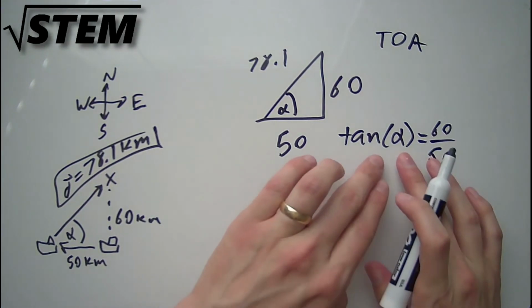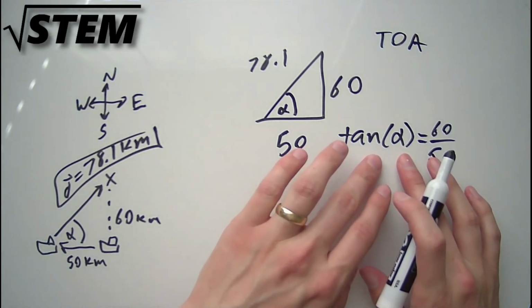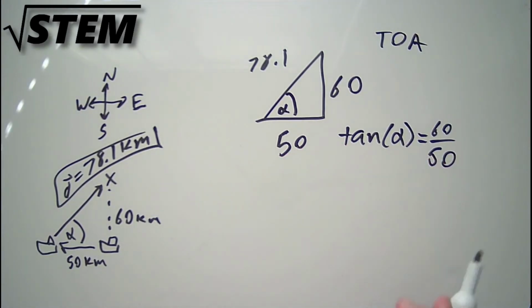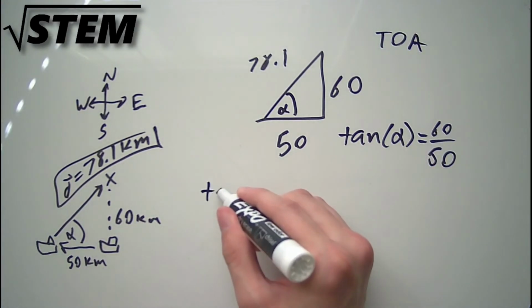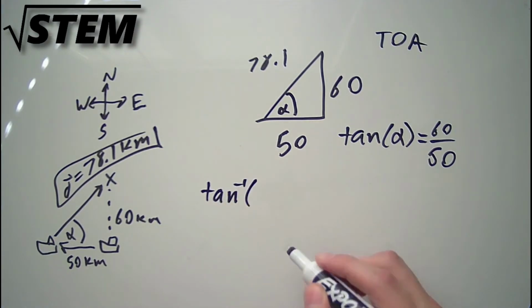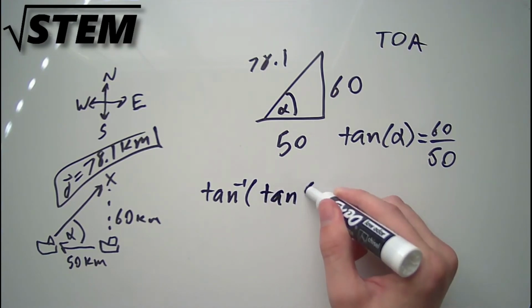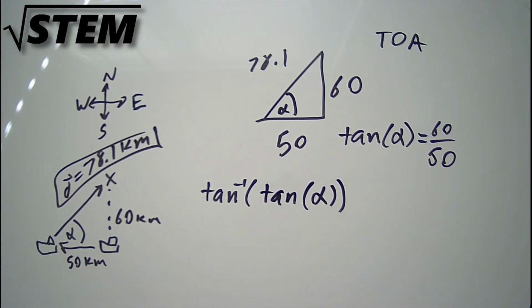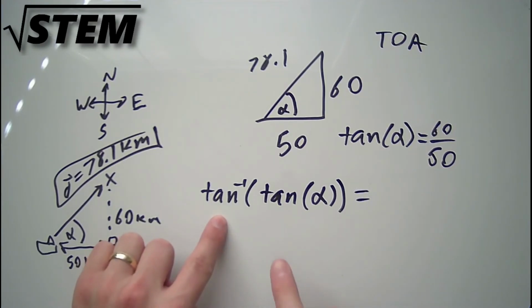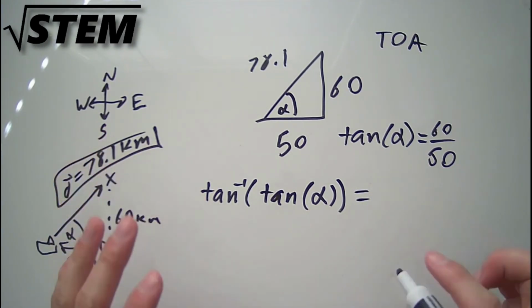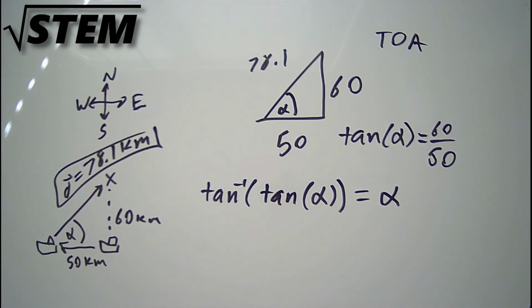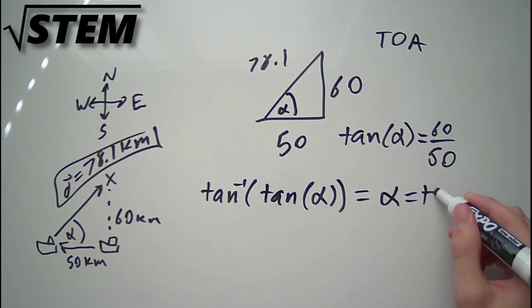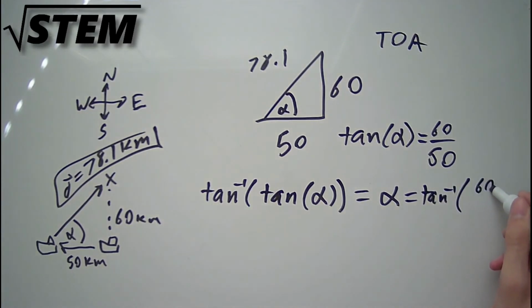Now, how do we actually solve for alpha here? Well, we're going to do something called an inverse function. We're going to take the tangent inverse of both sides. If we take inverse tangent, we just write it as tangent with a negative 1. The tangent inverse and the tangent are just going to undo each other, so all we'll get out is alpha, and that will equal the inverse tangent of 60 over 50.